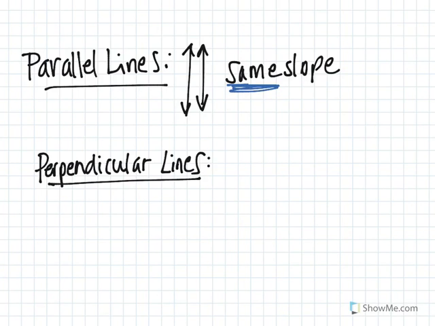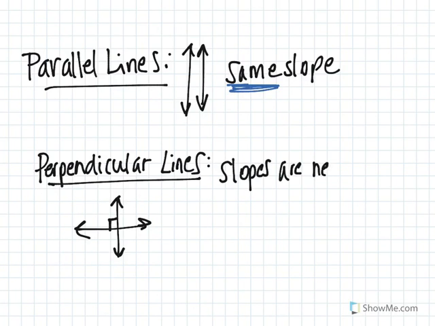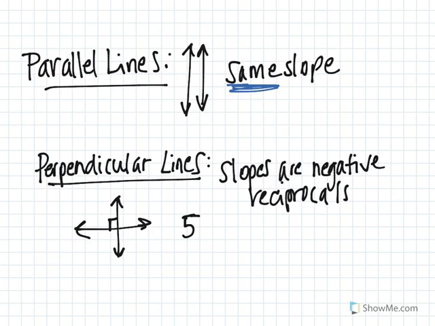Okay, perpendicular lines. Perpendicular lines are two lines that cross to form a 90-degree angle. They look like this. The slopes are negative reciprocals. So, if the slope of the first line is 5, you have to turn the number into a fraction.